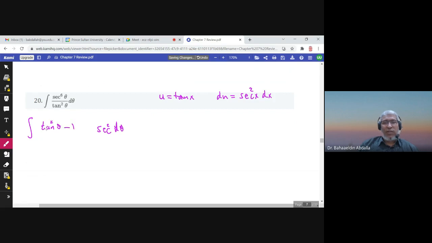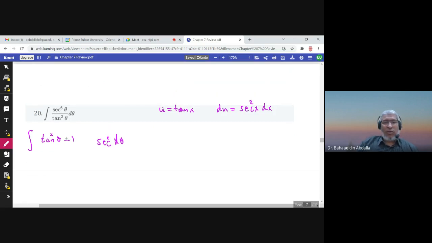This is secant squared. Is it minus 1 or plus 1? I think plus 1, because sine squared plus cosine squared is 1. Yeah, so tan squared plus 1 equals secant squared. And I have secant to the power 4, so this would be tan squared plus 1, squared, over tan squared theta.